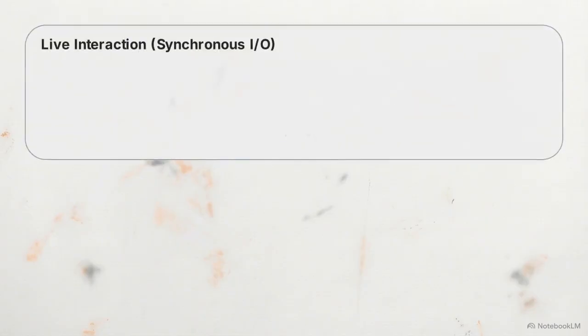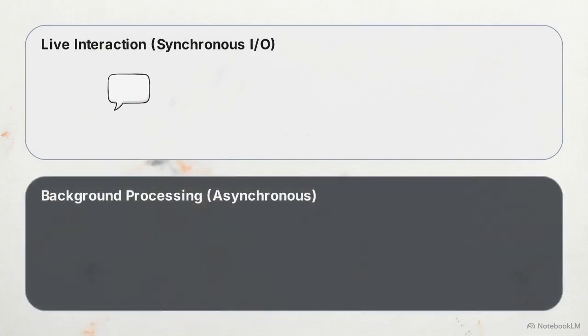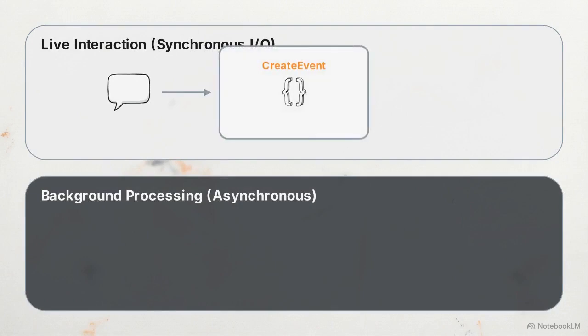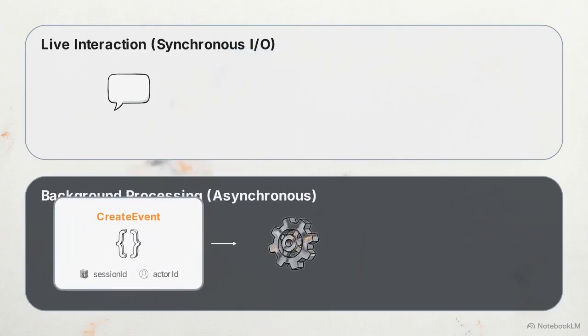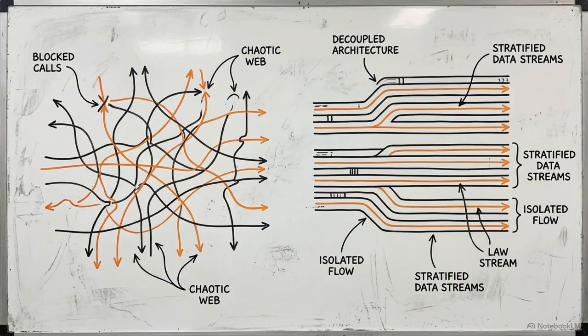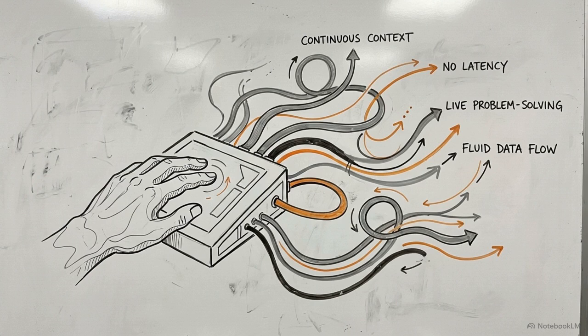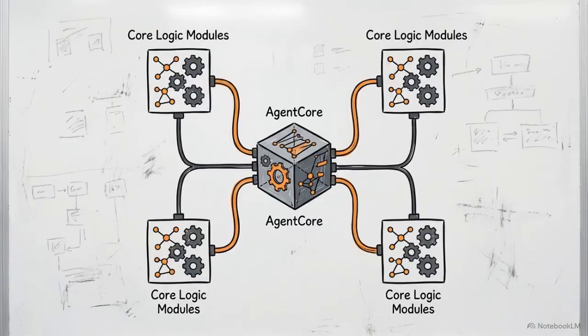This architecture processes live interaction in the top lane and asynchronous background processing in the bottom. Every user input generates a create event JSON payload, isolated by session and actor IDs. Data then passes down, where extraction algorithms parse logs for durable facts. By decoupling state persistence from the live conversational loop, the architecture allows for continuous context gathering without introducing latency to the user's interface.